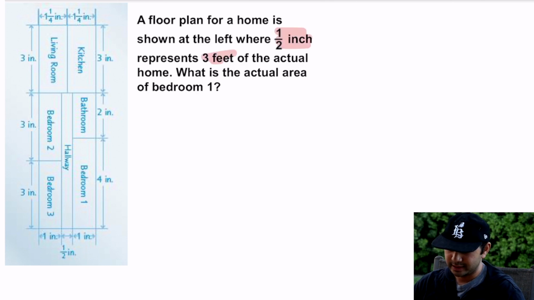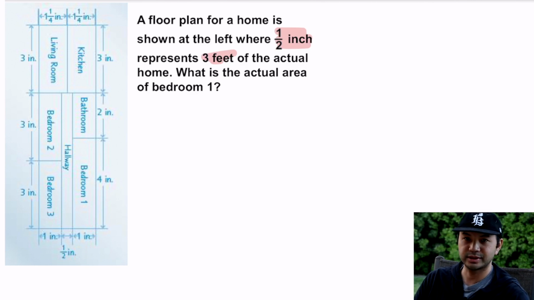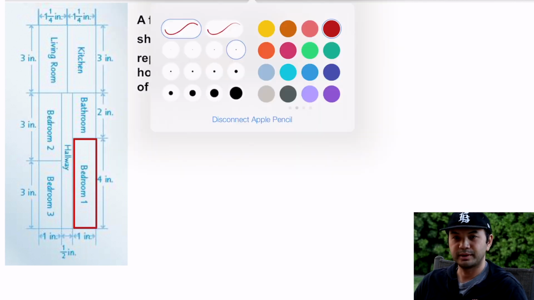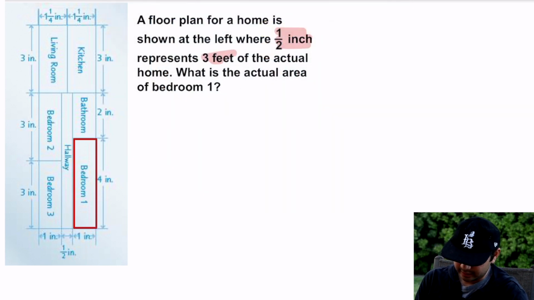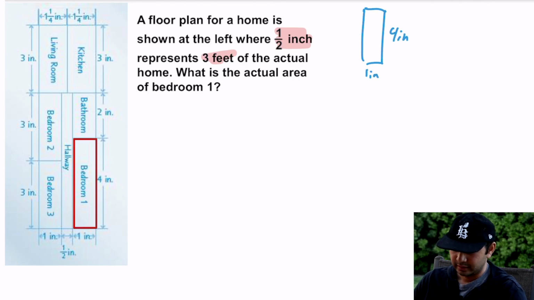Now it's saying, what is the actual area of bedroom 1? So we're not going to worry about anything else. It gives us a lot of information. So bedroom 1 is right there. And if you can't see, I could just draw it out over here. It is 4 inches that way and 1 inch that way. So I'm not going to multiply anything yet. I am going to change all the inches and dimensions to feet.